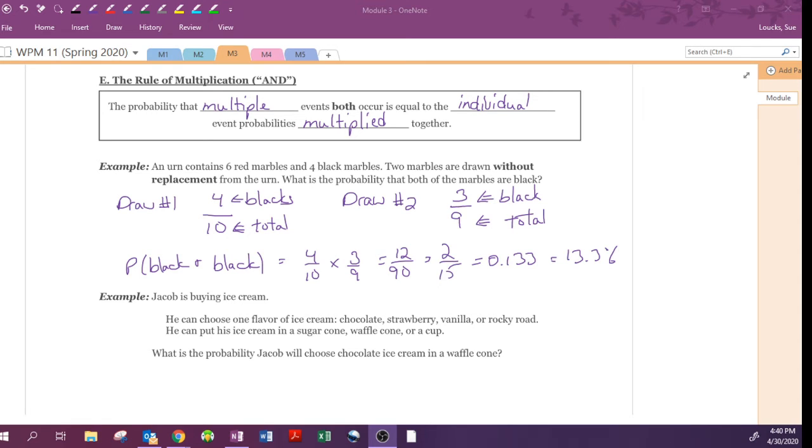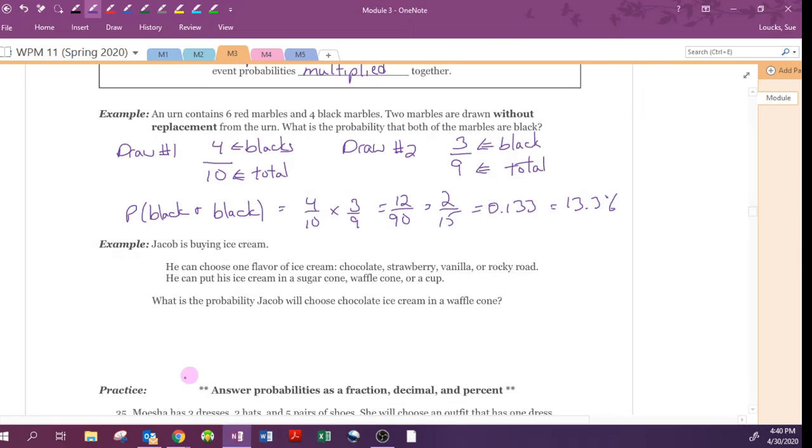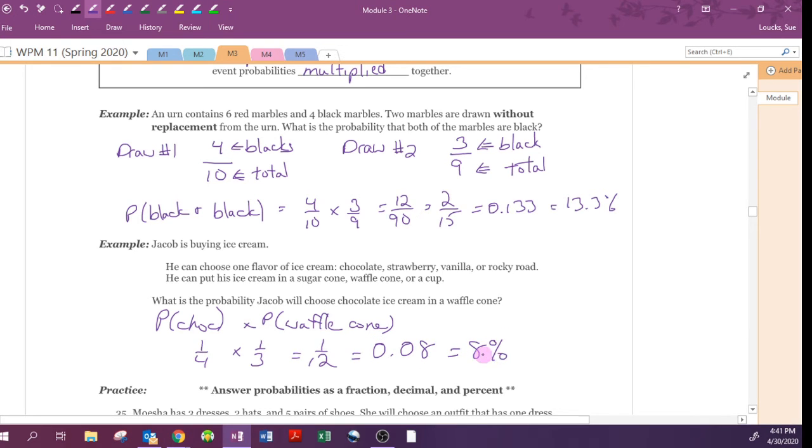So the answer is going to be the probability that he's choosing chocolate times the probability of a waffle cone. So the probability of chocolate, there's 1, 2, 3, 4 choices, so it's 1 in 4, times the probability of a waffle cone, which is 1 in 3, so that gets us 1 in 12, or 0.08, which is 8%. Okay?